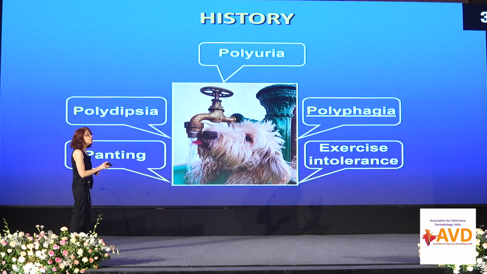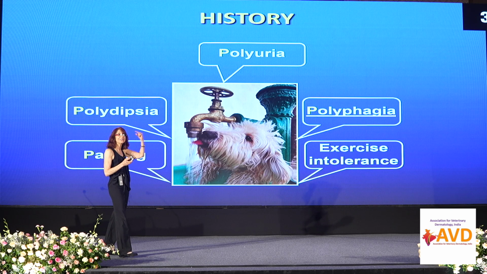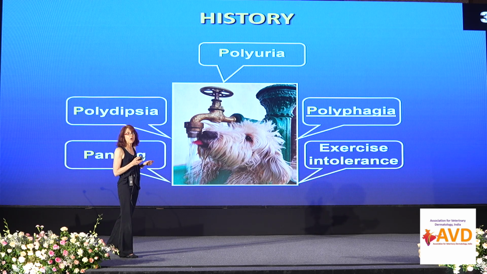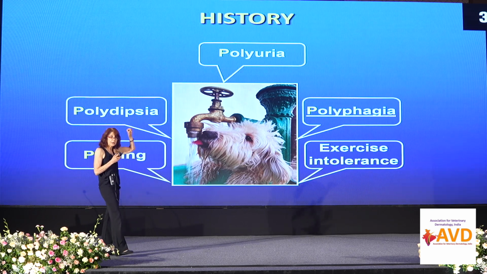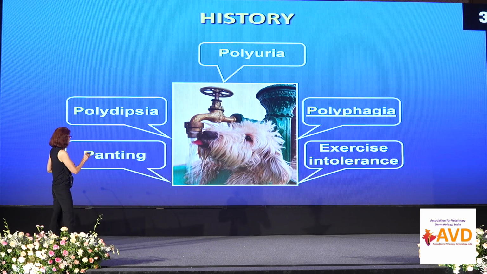So polyphagia, it's an effect of glucocorticoid directly in the brain of these dogs. And we have to tell them that they are not hungry. They don't need more food. It's just, well, they are hungry, right? They are polyphagic, but they don't need more food, okay? It's just the effect of the hormone in their brain.